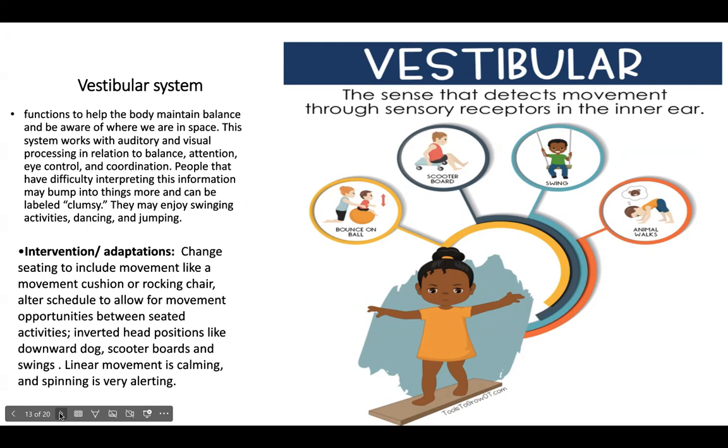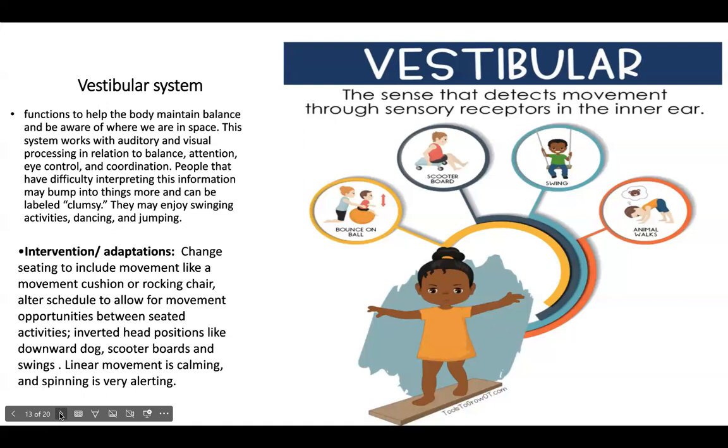Our kiddos that really need additional input to that vestibular system can then start to organize their bodies. You'll see us do things like building in cushions during their seated activities, and also doing some calming things through the day before we work. Things like yoga, turning your head down for a downward dog, or using a scooter board so that they can get some nice calming linear movement.